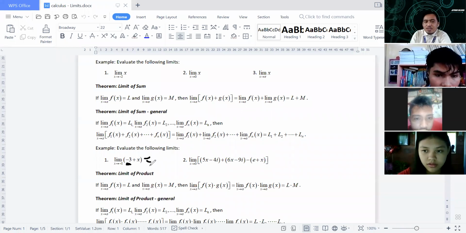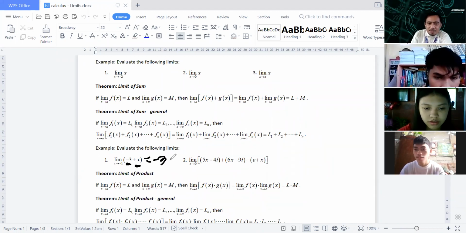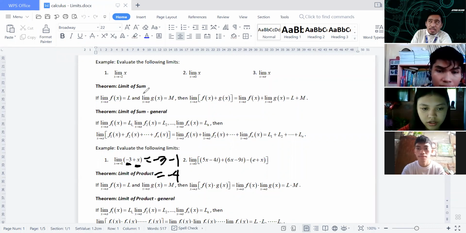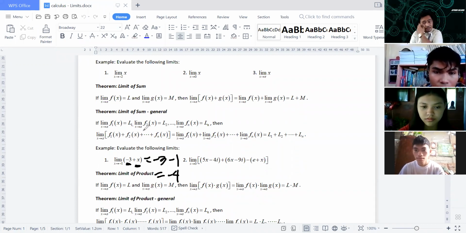Yes, sir. Answer: negative 3. Next, identity function, negative 1, so your answer is negative 4. Actually, we can use the linear function here, and you can use the sum. Since it is a linear function, it works. I only illustrated it in that way so you can see how the limit of a sum is performed. Okay? Understood?